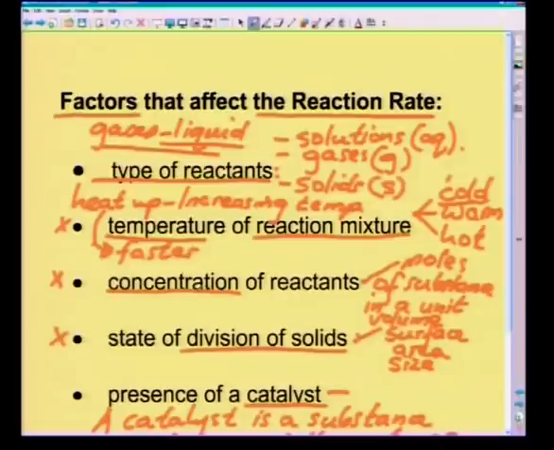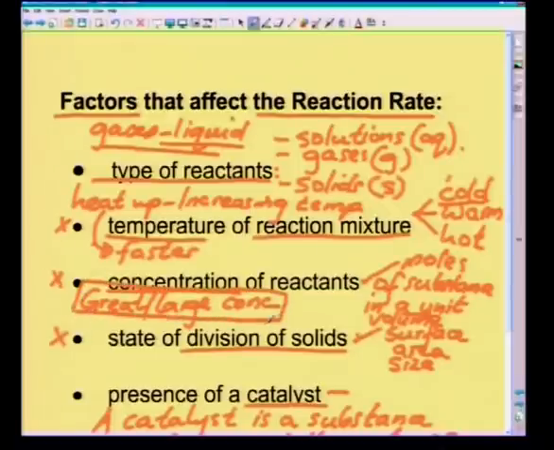With concentration, like I said, it's moles of substance in a unit volume. The more moles of substance you have in a unit volume, in other words, an increase in concentration, that will make the reaction take place faster. In other words, large concentrations. Allow me to just write conc for concentration. If you have high concentrations, those substances will react faster or will cause the reaction to take place faster. If you lower the concentration by having fewer moles per unit volume, the reaction will take place slower.